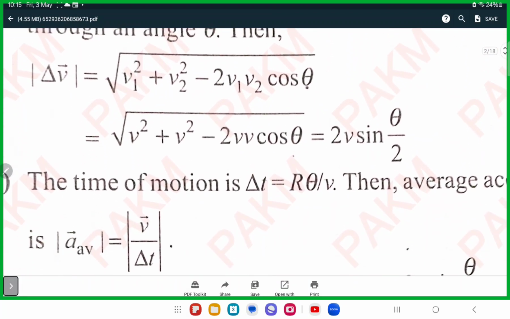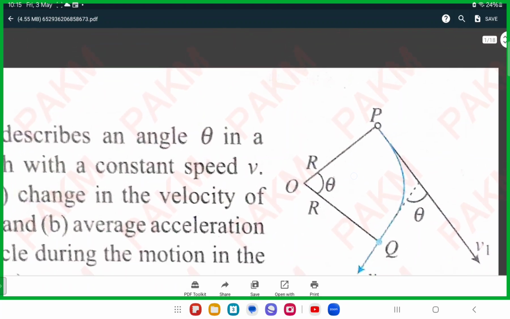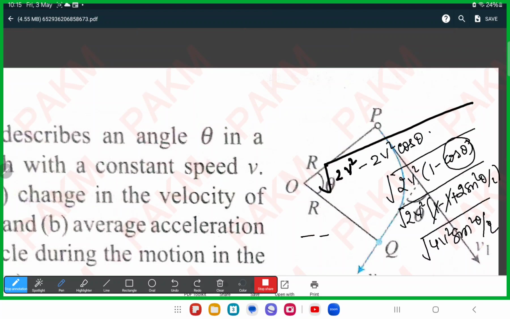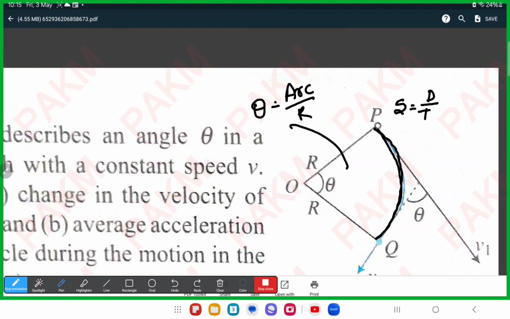Now the next important thing is time. Time is a very important parameter in kinematics, so please be very vigilant. Speed is equal to total distance upon total time. What is the distance traveled in the angular path? We can say this is the distance, that is the arc. As we know, angle is equal to arc upon radius. So this arc will be theta into r.